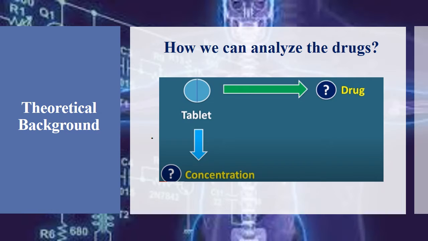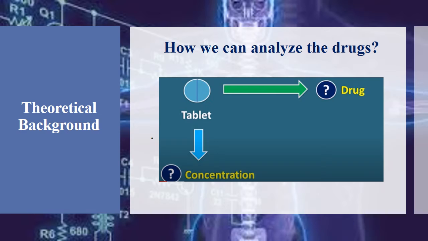Firstly, we have to look at the theoretical background of this experiment. Suppose we have a tablet and this tablet contains a single drug along with the excipients. Then how we can know which type of drug is present in the tablet? And suppose if we know what is the drug present in the tablet, then how we can know the concentration of the drug in the tablet? That means in the analysis, sometimes we require to identify what are the drugs present in the given sample, and sometimes we have to identify its concentration.